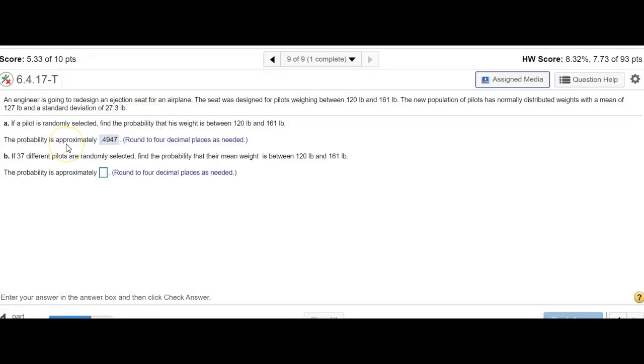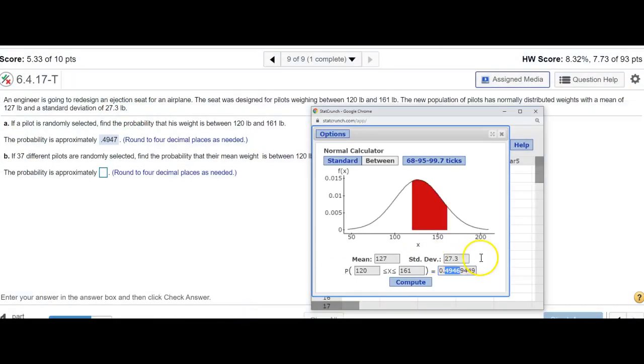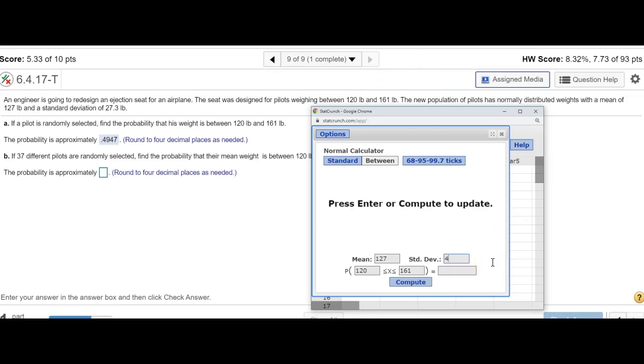So if I'm going to select a random sample of 37, I need to manipulate my standard deviation to be according to that sample. So my standard deviation was 27.3 in the population. I'm going to divide that by the square root of my sample size. So 27.3 divided by the square root of 37 is going to give me 4.488092. I'll just put in more decimals to be safe.